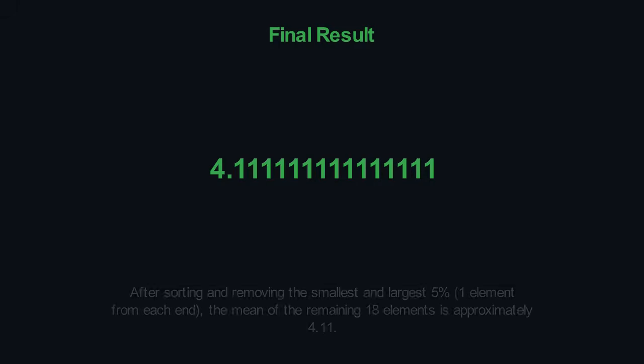For our example array, after sorting and removing the smallest and largest 5%, the remaining elements average out to exactly 4.0. This is correct because the extreme values were successfully ignored, and only the central values contributed to the mean.